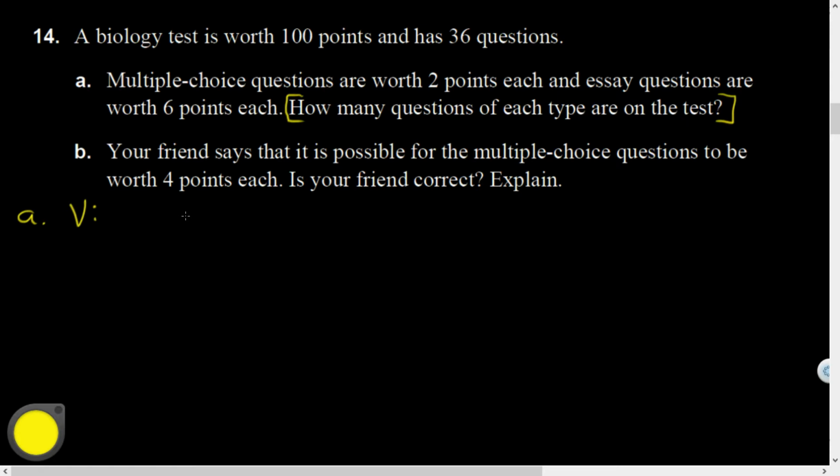I'll use them. You can use all these colors you'd like. So variables are going to be related to the question. How many of each type? So let's let x equal the number of what? And y equal the number of, what are the 2 types? I'll do multiple choice first. Number of multiple choice questions.